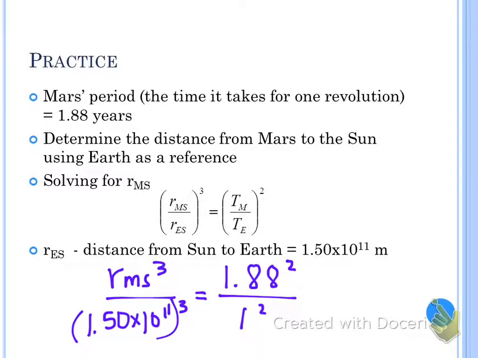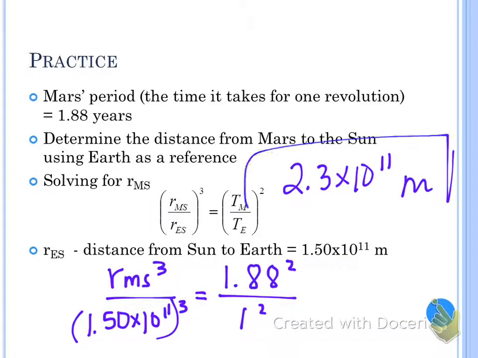Cross multiply and divide. But then at the very end, what do you need to make sure that you do? Cube root. Do you know how to do that on your calculator? Hit math, okay? On your calculator, you should hit math, and I think it's the third option. The answer is 2.3 times 10 to the 11th meters.